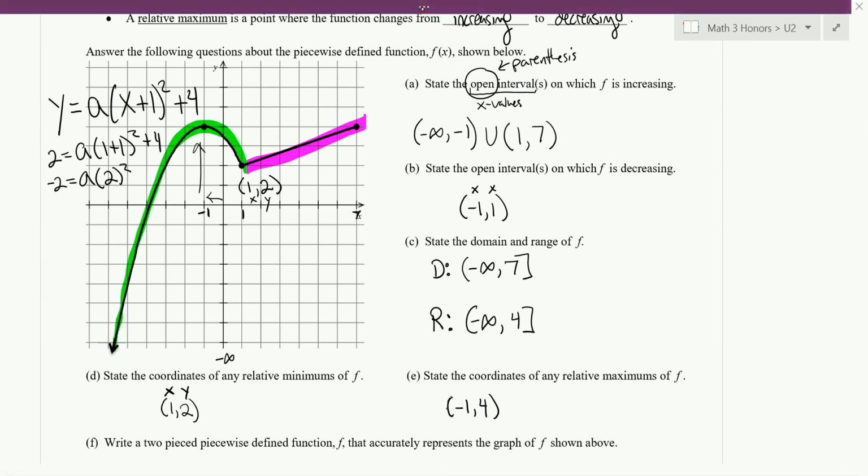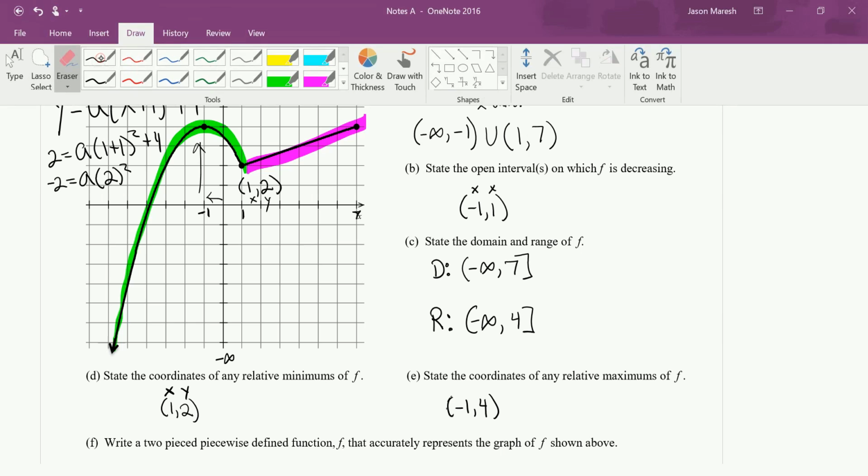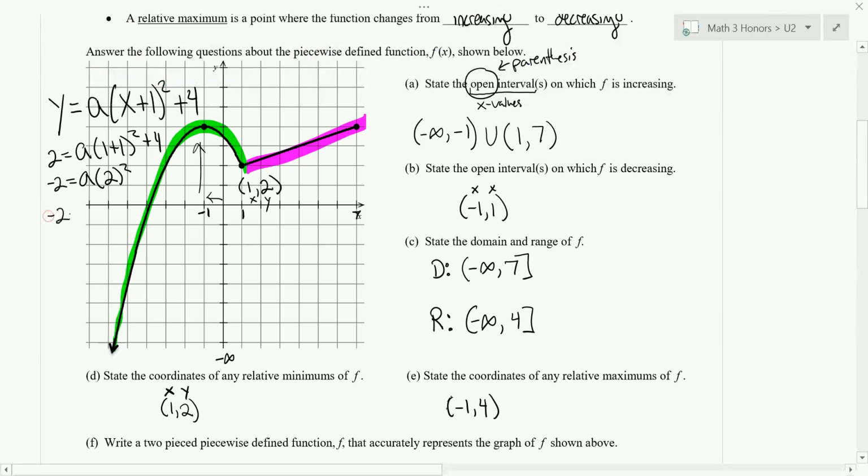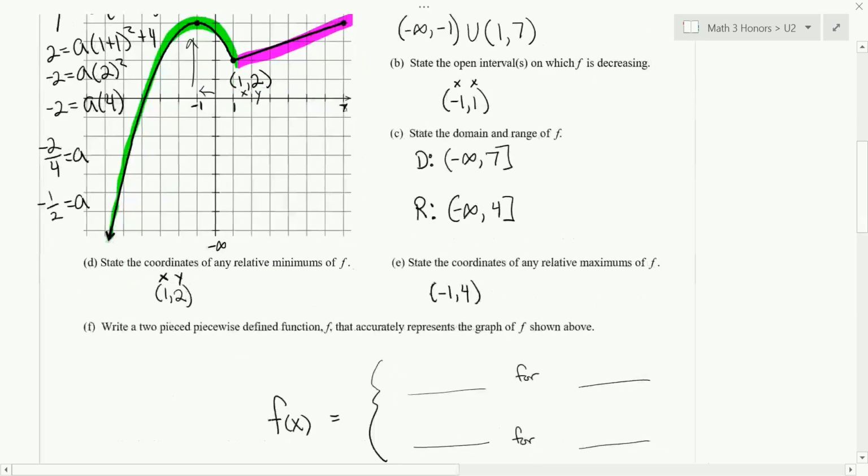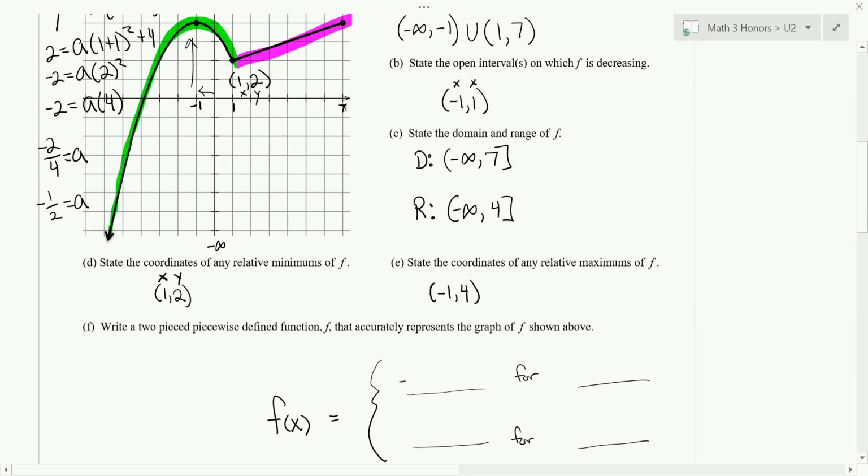Raise to negative infinity. Then divide both sides by 4. So you get -2 over 4 is equal to a, and you can reduce that to -1/2. And we know it has to be negative because the parabola is opening down, and that's what that value of a does to that. So negative 1/2 (x plus 1) squared plus 4.